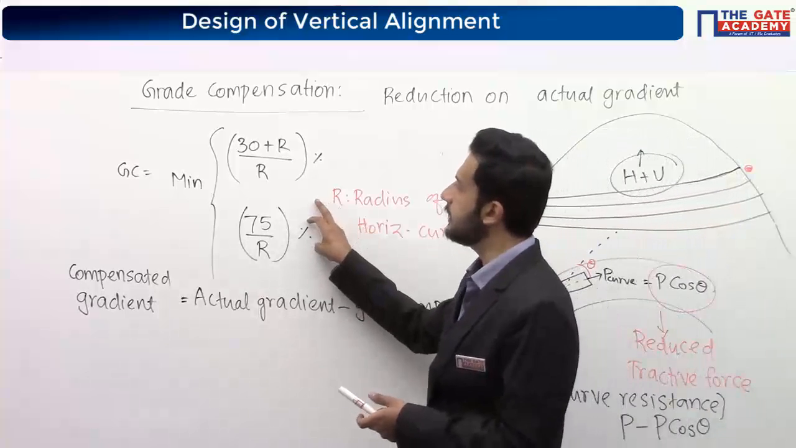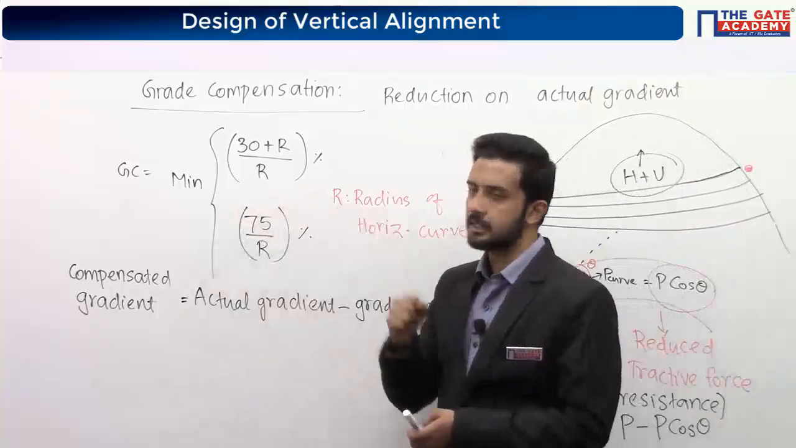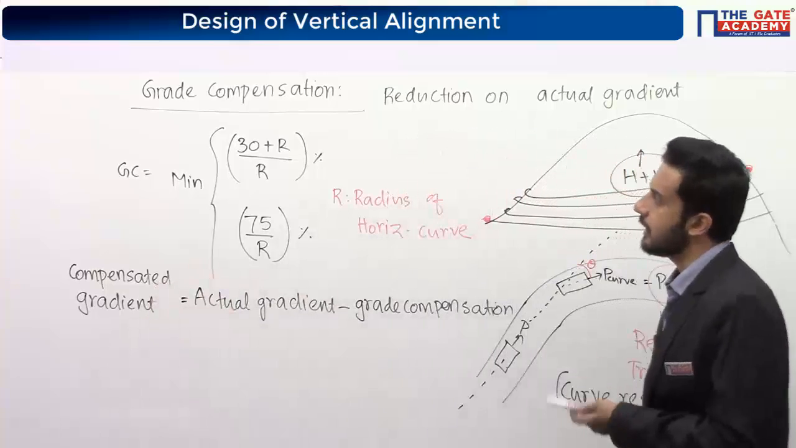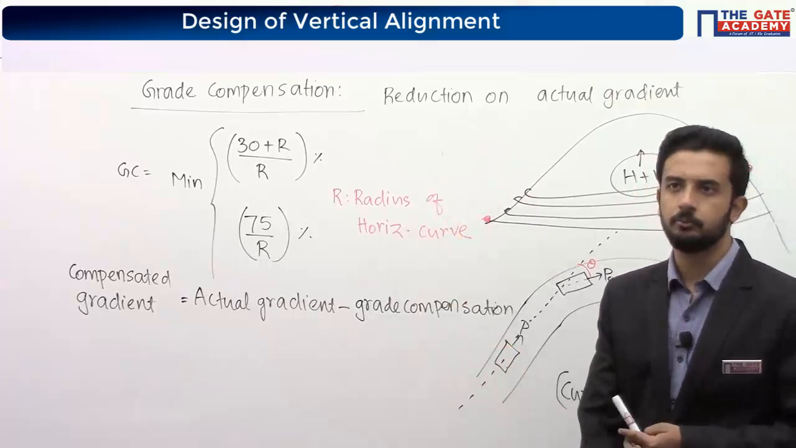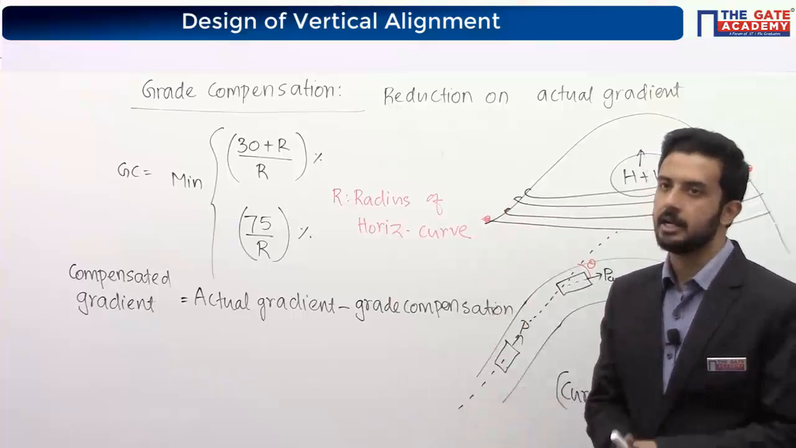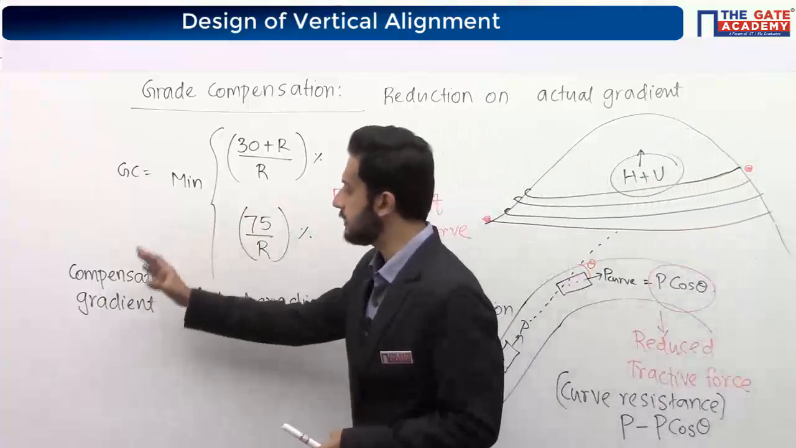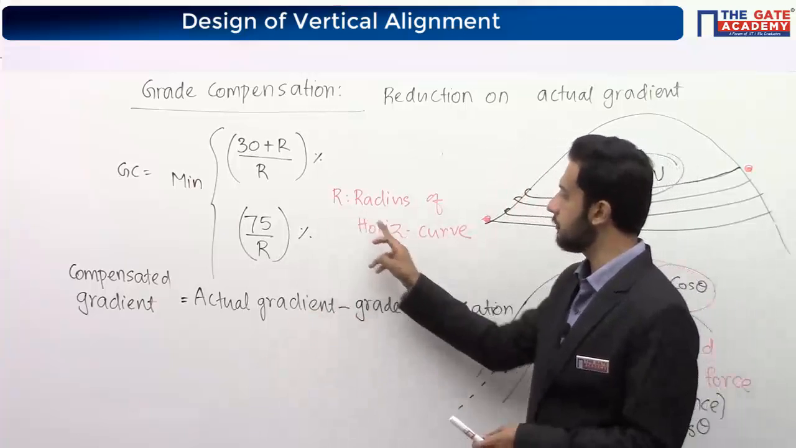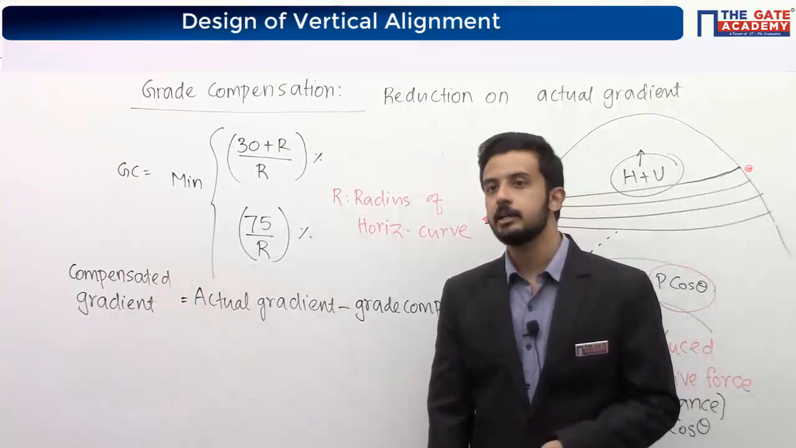After calculating this, in the question they can either ask you how much the grade compensation is, or they can ask you what is the compensated gradient. If they are asking grade compensation, we are going to calculate that and take the minimum value. In case they have given some actual gradient or existing gradient or ruling gradient, and they are asking what is the compensated gradient, then from the actual gradient we have to minus whatever value we got here, and that result value we call the compensated gradient.